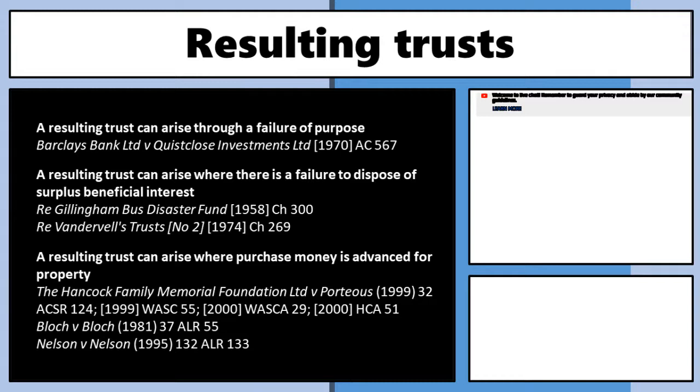Because the whole point of a trust is to separate the legal and the equitable title. If there's no person or no purpose allocated to the equitable title, the courts can't do anything with that. It's not a trust, or at least it's not an express trust. So, this Gillingham Bus Disaster Fund superficially sounds like some of the other cases that we had, like the Cyclone Tracy case, the Darwin Cyclone Tracy case.